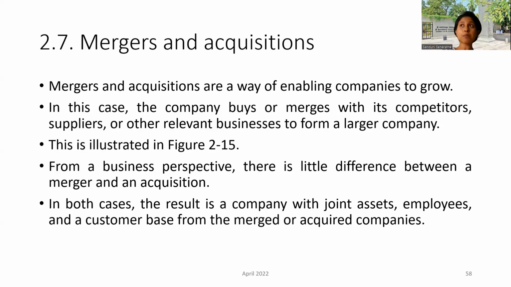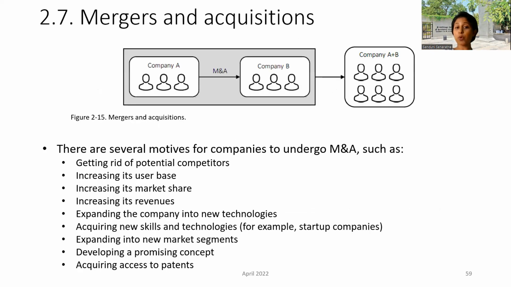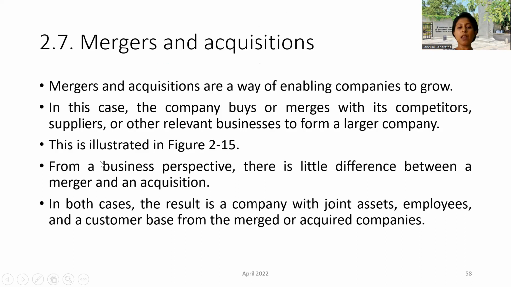It may not always be 100% related, but in some way it can be relevant to the business. So in doing so, they form a larger company. This scenario is being illustrated in figure 2.15. In this figure, you can see company A is there, company B is there. Through a merger and acquisition, they combine together to form company A plus B. From a business perspective, there is little difference between a merger and acquisition.